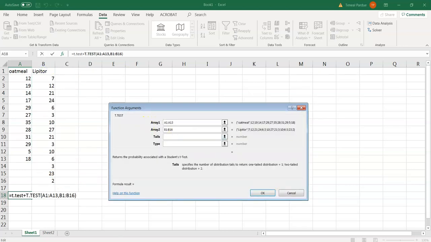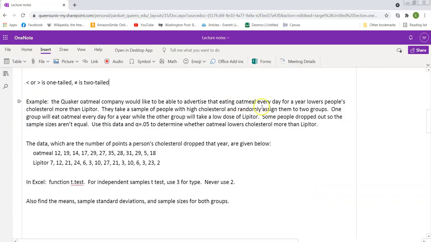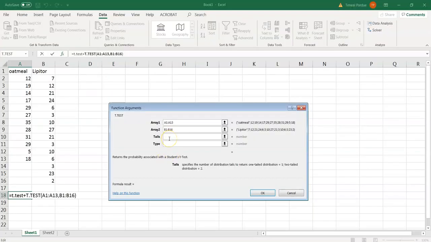Tails. Here, let's go back and look at the problem again and see whether this should be one-tailed or two-tailed. The question is whether oatmeal lowers cholesterol more than Lipitor. So this is going to be one-tailed. We're going to set up our hypotheses in just a minute. If they had said, is there a difference between them, then we'd say two-tailed, but this is one-tailed.